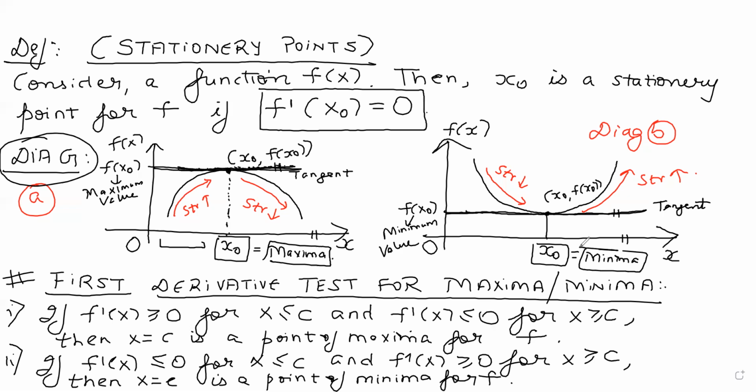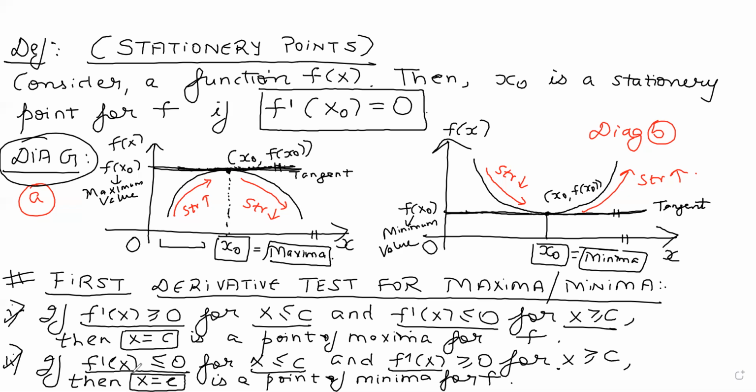Same thing I have written in point form as the first derivative test. If the derivative is positive to the left of c and negative to the right of c, x equal to c is the point of maxima. If the first order derivative is negative to the left of c and positive to the right of c, we say that x equal to c is the point of minima for the function f.